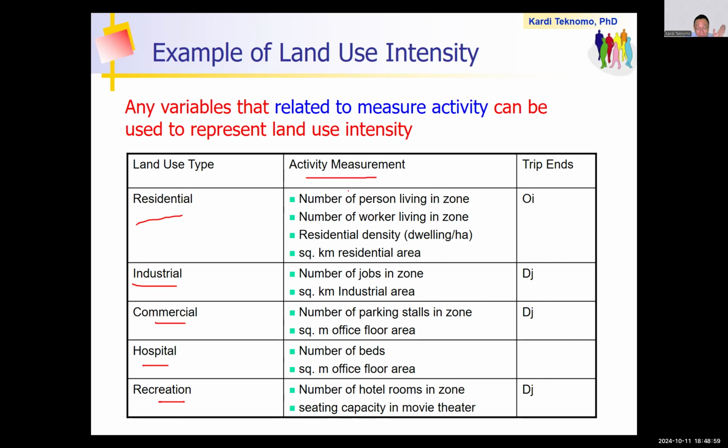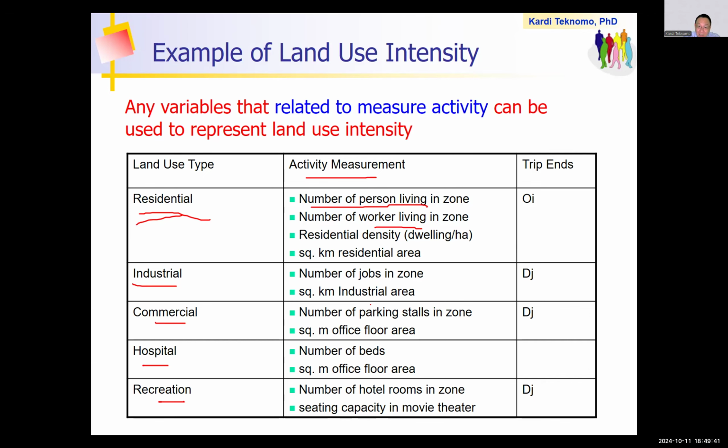So you can create any variables to measure the activities in that land use to represent the land use intensity. The variable that you set is free, it's up to you. For example, in the residential area, you're talking about the number of persons living in that zone. So this is population. Or you don't just get the population, you also include the number of workers. Or not just the number of workers or population, but you divide by the area.